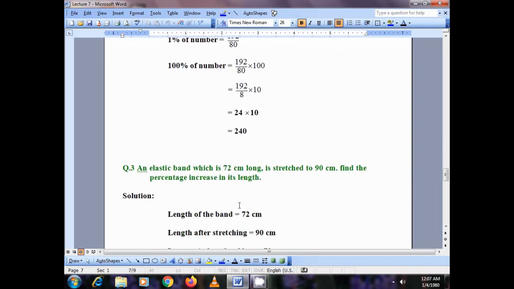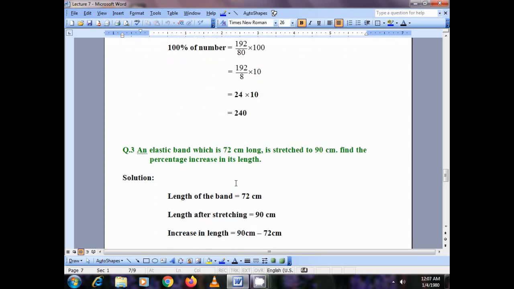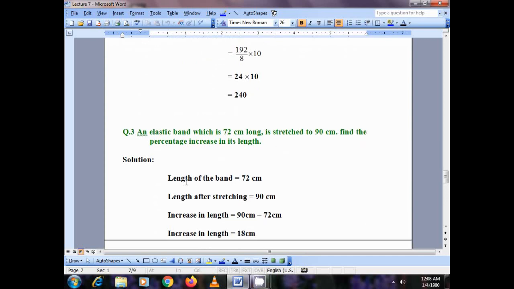Question number 3. An elastic band which is 72 cm long is stretched to 90 cm. Find the percentage increase in its length. Now let's find the percentage increase. First of all, we will find the increase in length after stretching the elastic band. Since the length of the band is given as 72 cm, and the length after stretching is given as 90 cm.